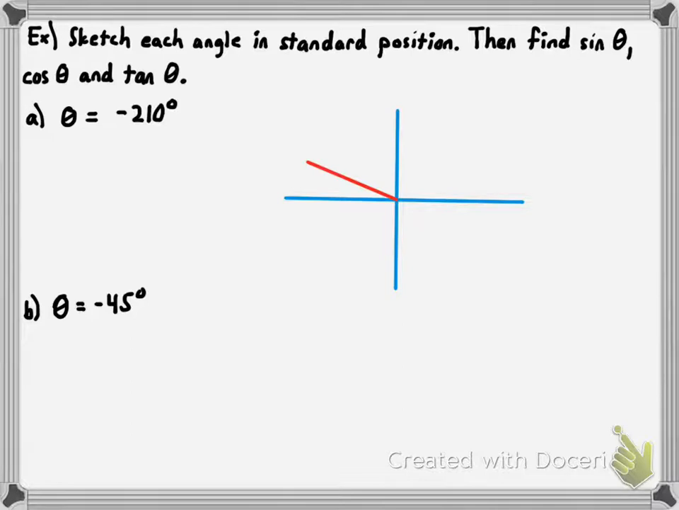Now the other thing I'd like you to do when you're sketching an angle in standard position is always show the direction that you went. To illustrate the angle measure, we went clockwise 210 degrees. That's what makes that negative 210.